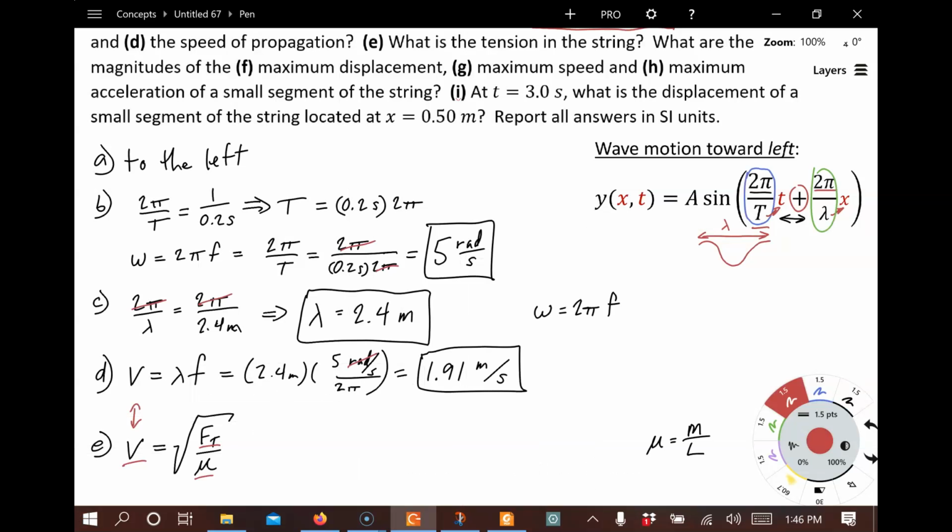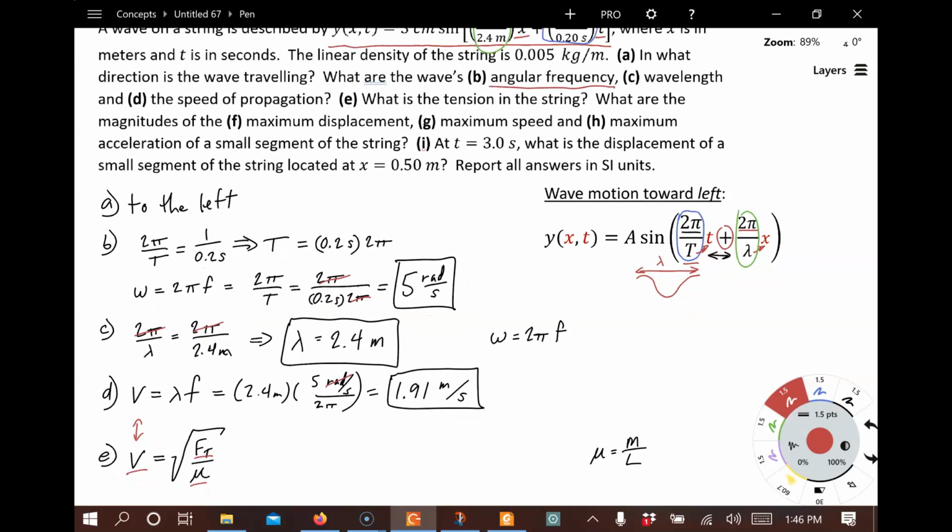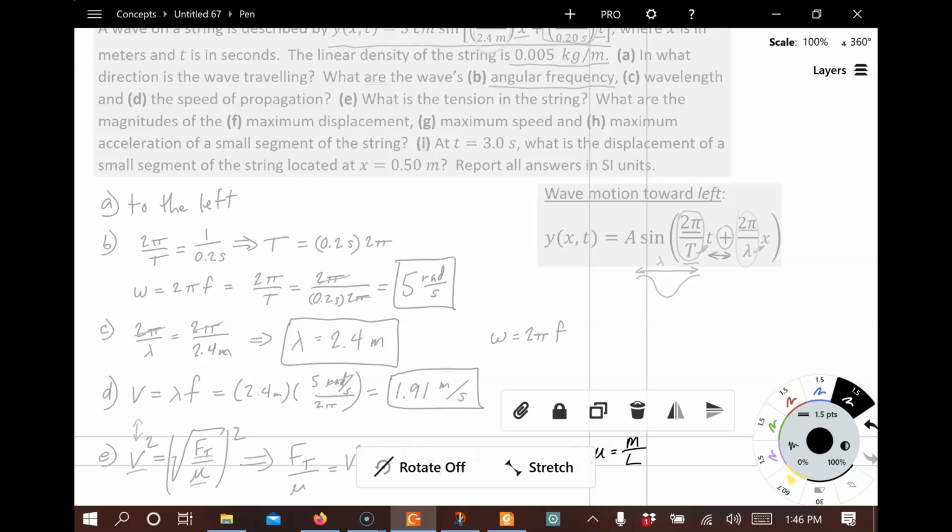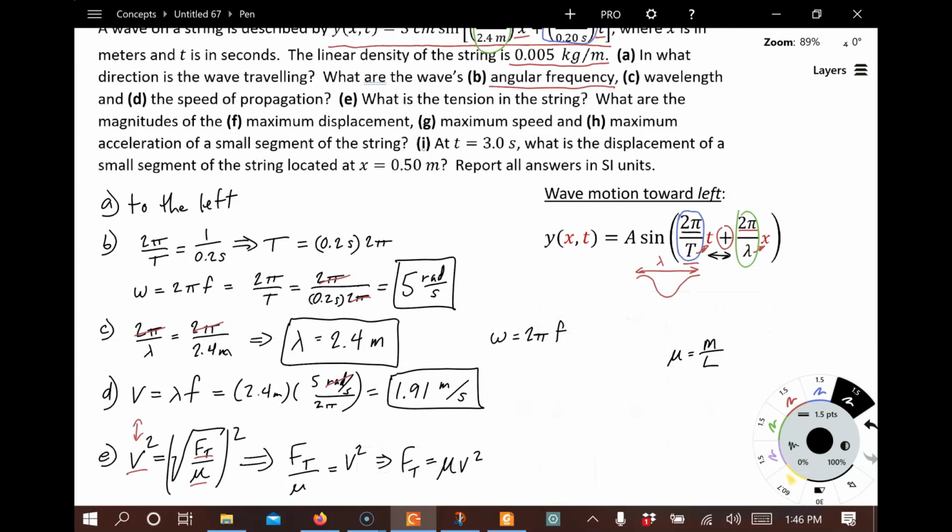Now, we are given the linear mass density in the problem. We are told here it is equal to 0.5 kilograms per meter. So all we need to do is solve for the tension from this equation. Let's square both sides, and we're going to end up with Ft over the linear mass density is equal to v squared. And finally, we can multiply by mu on both sides to get this equation. And when we plug in the numbers, we'll get our answer here.